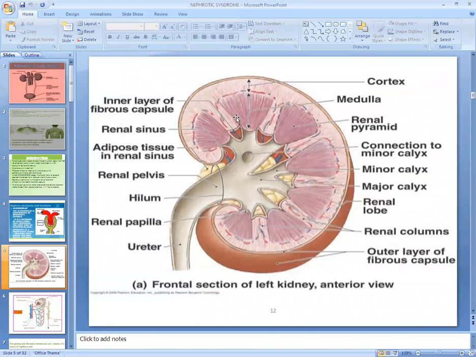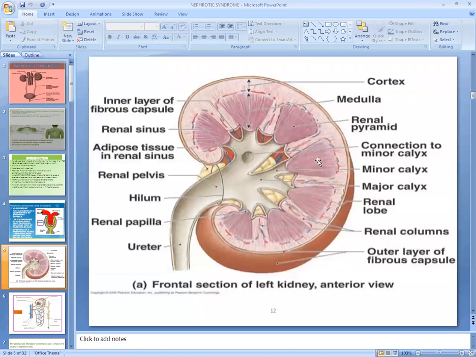So: cortex, medulla, renal pyramids, major calyces, minor calyces, renal columns, outer layer of fibrous capsule. So this is the section of kidney for your understanding. Papilla, hilum, pelvis, adipose tissue, fat. So the kidney is surrounded by a layer of fat. So this is adipose tissue, renal sinus, inner layer of fibrous capsule, outer layer of fibrous capsule. This is the section of kidney for your understanding.